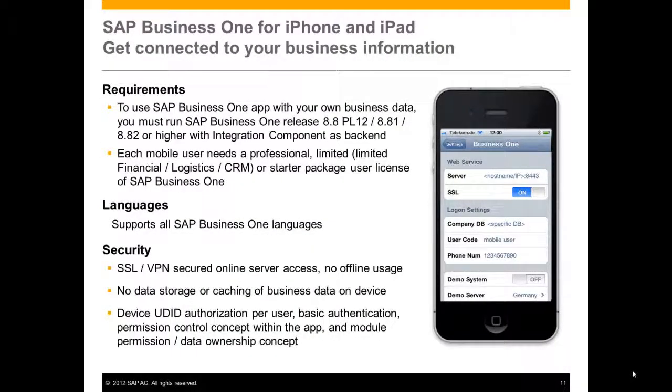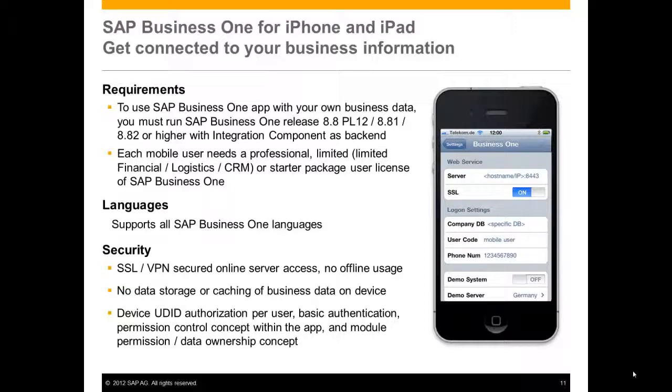What are the requirements that you need? If you're going to run the SAP Business One mobile application with your own business data, you've got to be running Business One release 8.8 patch level 12 or 8.81 or 8.82 or higher with the integration component as the backend. And it's the integration component which allows us to build the front end for the Apple iPad and iPhone and have that integration happening. Each user that is utilizing the mobile app needs either a professional or a limited user or a starter package user license for SAP Business One.